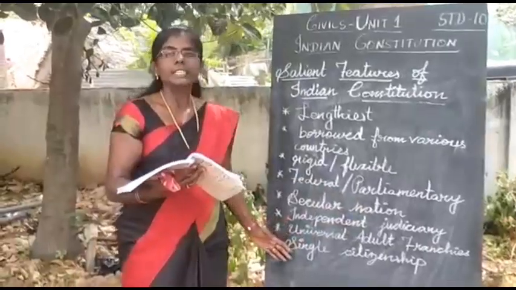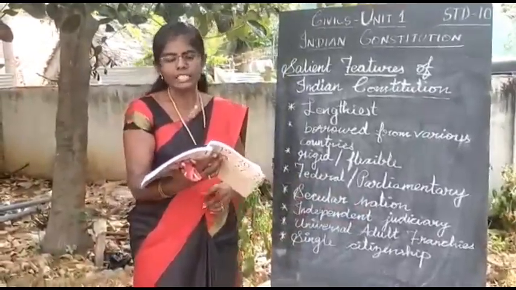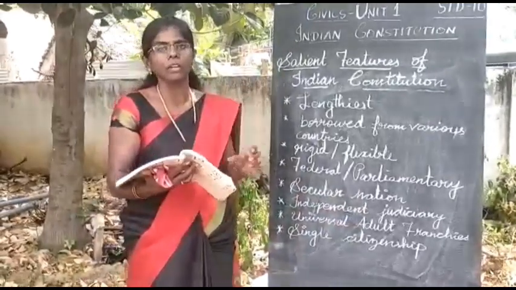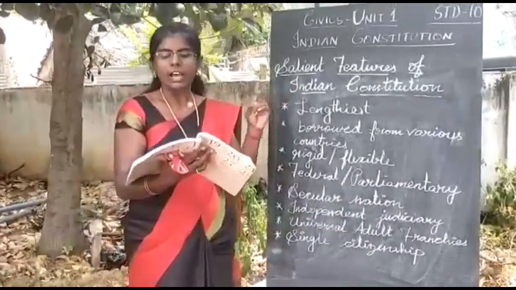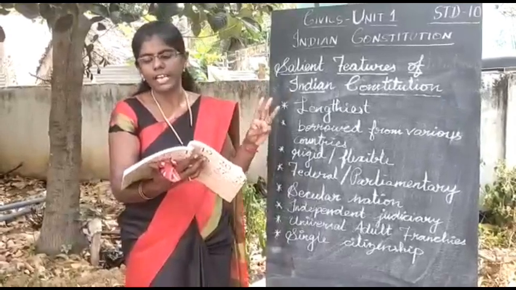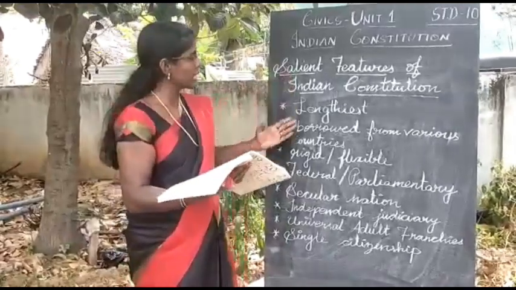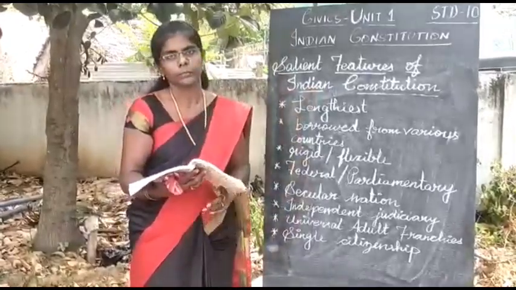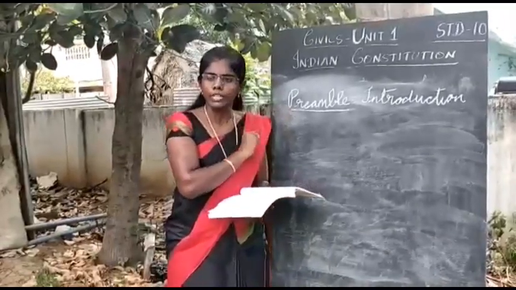The last point is single citizenship. Along with that single citizenship, we can see it makes special provisions for 3 groups of people. One is minorities, the second one is scheduled castes, and the last one is scheduled tribes. So these are the salient features we can see in our Indian constitution. We will see the preamble. So what does preamble mean?